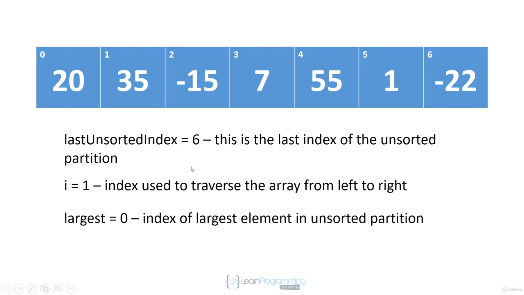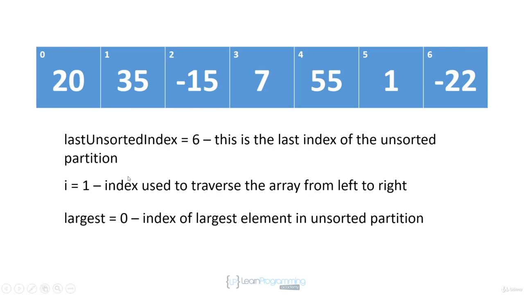Just like with bubble sort, at the beginning of the algorithm, the entire array is unsorted, so the last unsorted index is 6. And just like with bubble sort, we're going to grow the sorted partition from right to left. We're going to initialize a largest field to 0. So when we start, we say, you know what, 20 is the largest element that we know about so far. So whatever's at position 0 will be the largest element.